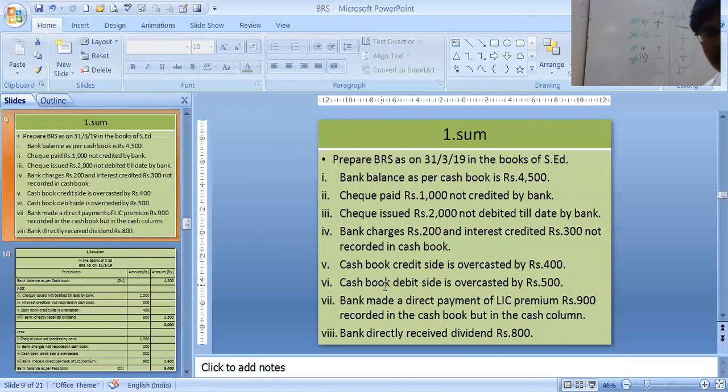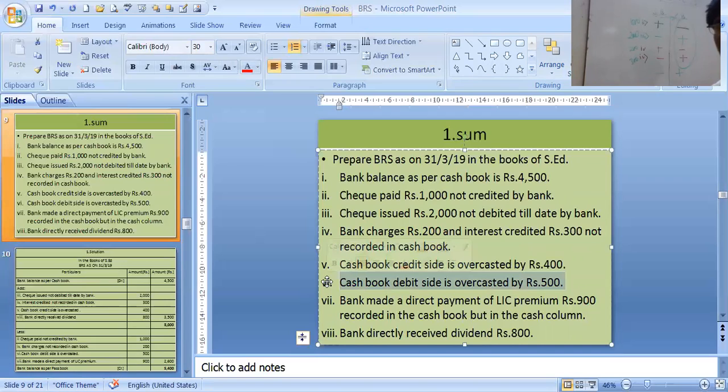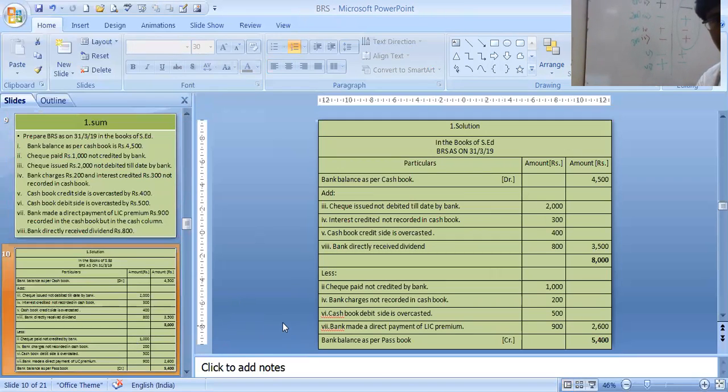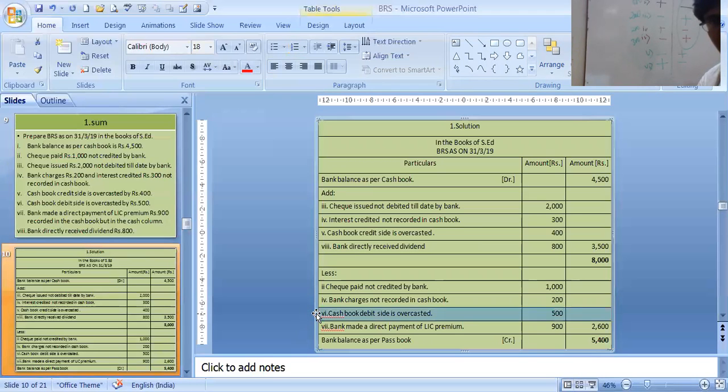Now the next entry. Cash book debit side is overcasted. When the cash book debit side is overcasted, our cash book debit balance is more. Cash book debit balance is more means there is a plus over here. Cash book will have a plus and passbook will have a minus, because the cash book has increased and the passbook has no information. So we have to do minus, because it is a favorable cash book, we will see the opposite book, rule number 3. So we have done minus. See, cash book debit side is overcasted, minus 500.